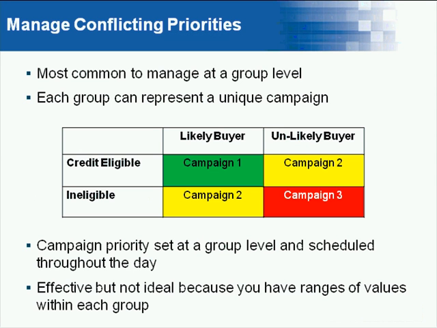I think once you've created these unique groups, then you're faced with the challenge of managing conflicting priorities for the groups. Probably the most common method for dealing with conflicting priorities is to manage priorities at a group level and in some sort of matrix approach, and that's what this example shows. A matrix approach can help determine a strategy for dealing with these conflicting objectives or conflicting priorities.